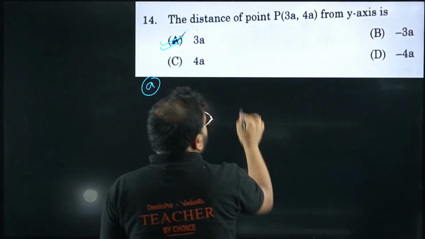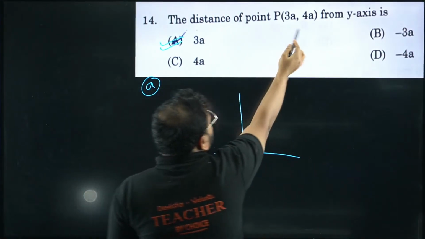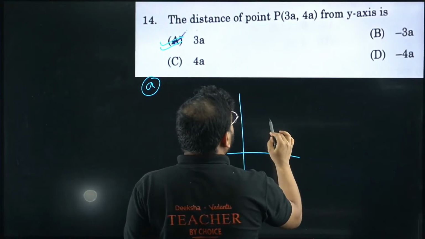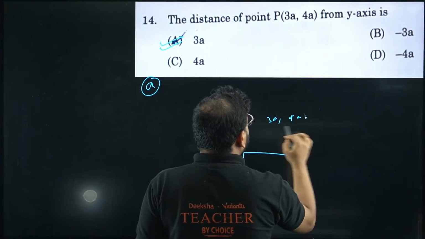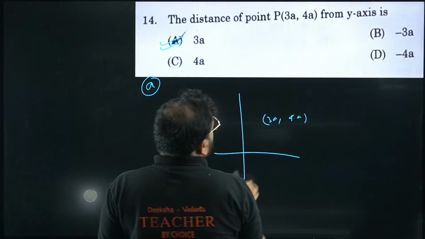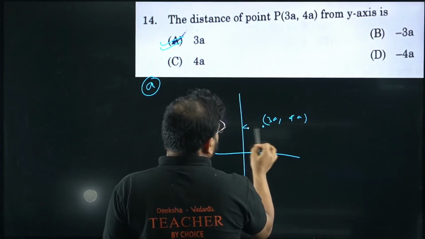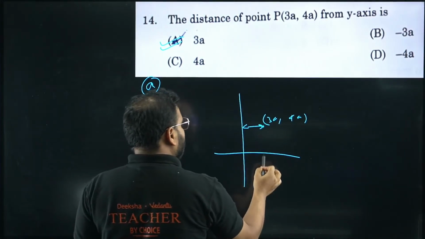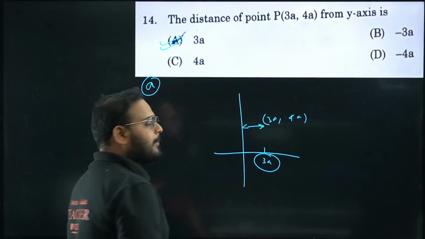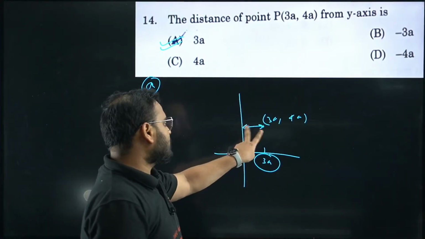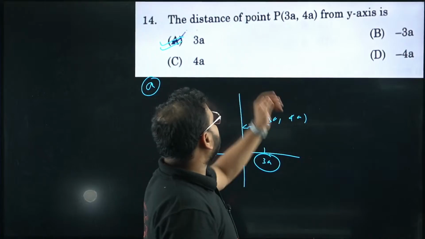How come? Please check. Even if a is a positive number, 3a will be over here. Distance from the y-axis, right? So this point will be this much away from the y-axis, and that's called what value, bacha? It's called 3a only, no? Distance from the y-axis will be the x-coordinate. So 3a is your distance.